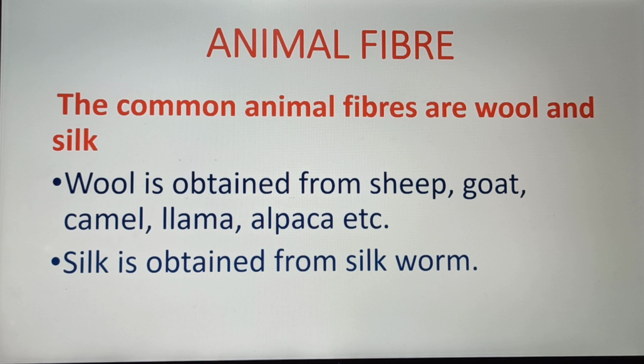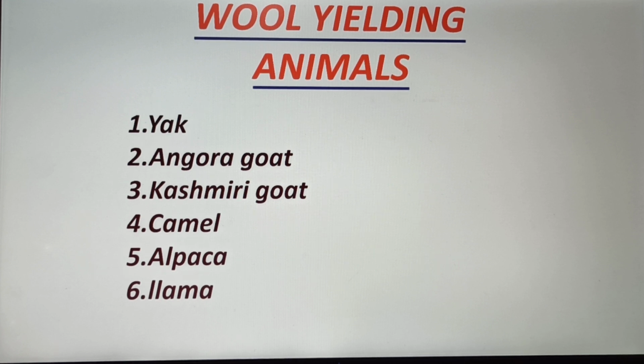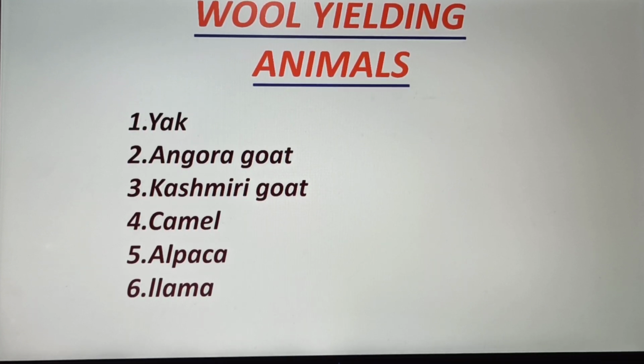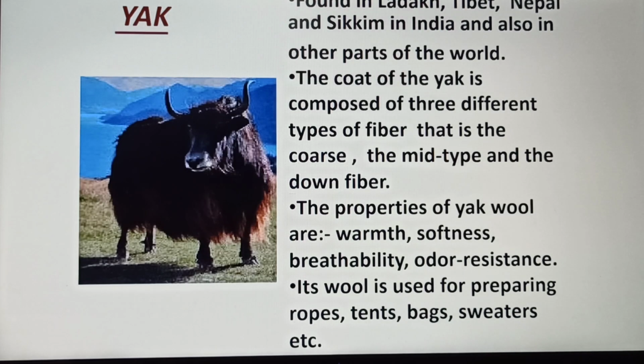In this chapter, we will discuss about animal fibers. The common animal fibers are wool and silk. Wool is mainly obtained from sheep, goat, camel, llama, alpaca, etc. And silk is obtained from silkworm. Now some wool yielding animals: yak, Angora goat, Kashmiri goat, camel, alpaca, llama.